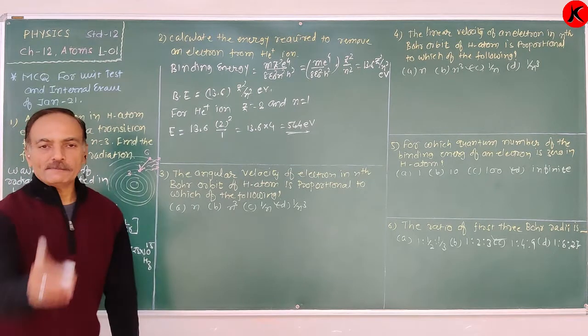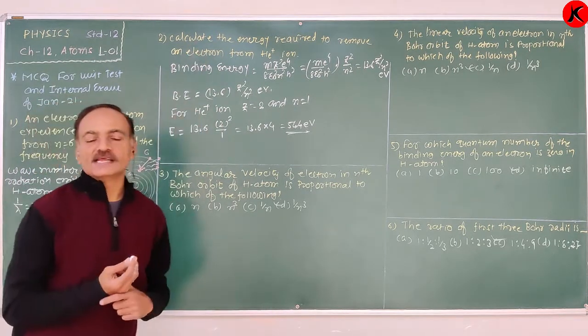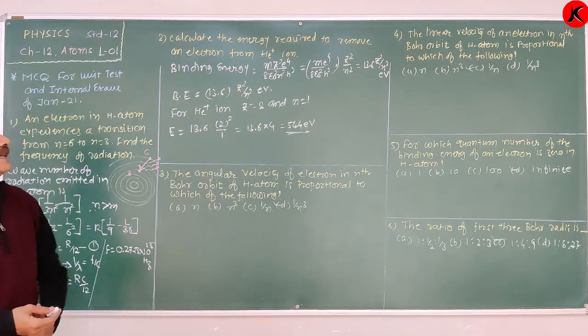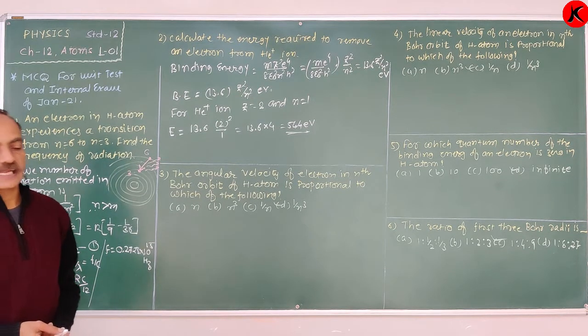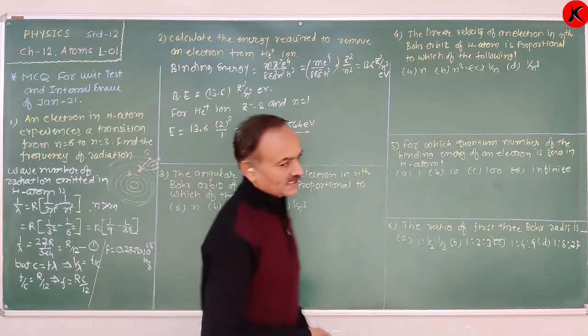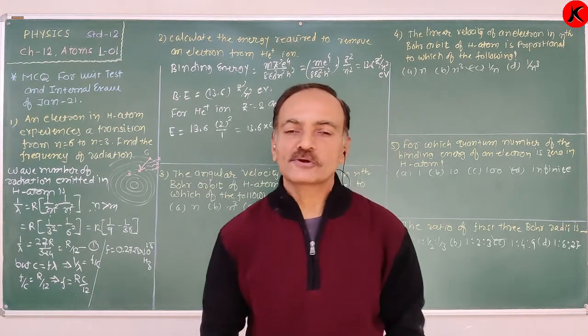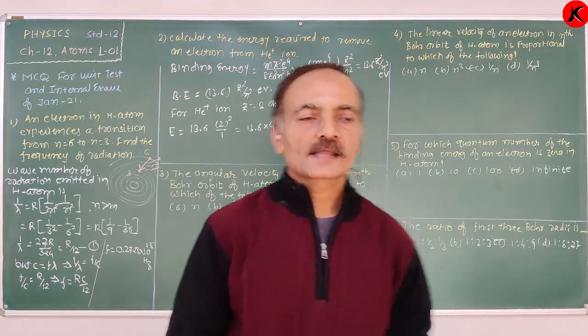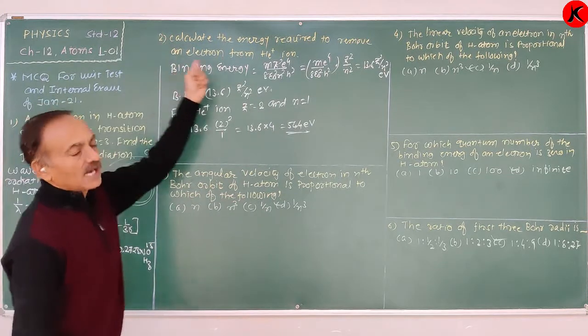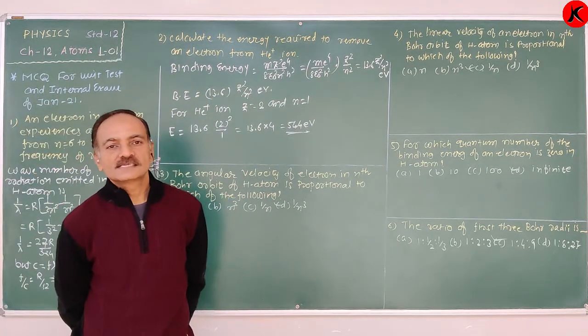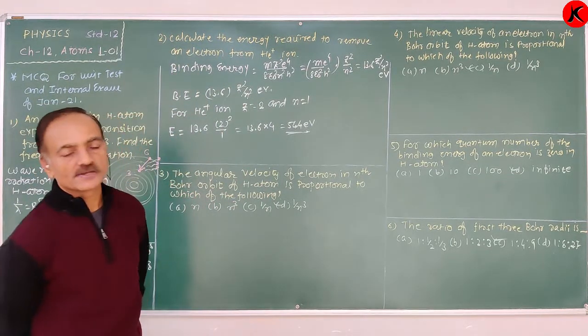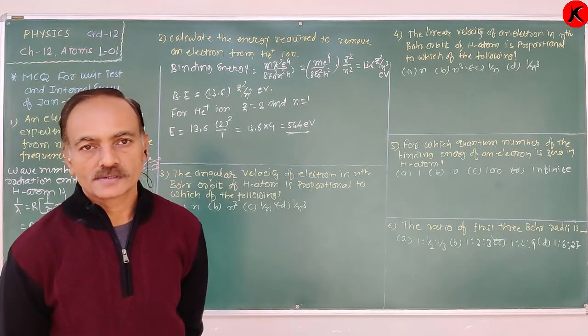Again, keep in mind the question: calculate the energy required to remove an electron from He plus ion. Here the number of the orbit is not given. That means we have to remove the electron from the ground state. For this purpose, first, how much energy is required? The energy required is equal to the binding energy of the electron.